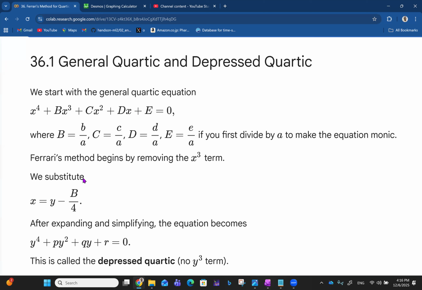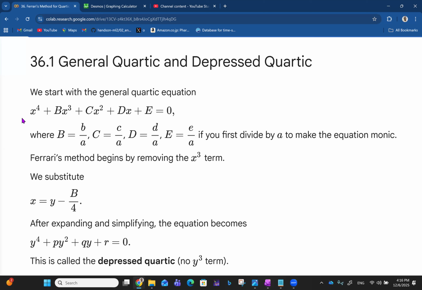By the time you expand, do all of that and tidy up, after expanding and simplifying, the equation becomes y raised to 4 plus py squared, right? Plus qy plus r equals 0. So you now have a quartic equation that does not have a cubic term. This is called the depressed quartic because there is no y cubed term. Now, this thing that you have just in two lines, if I really wanted to do it, you can already imagine this is power 4.